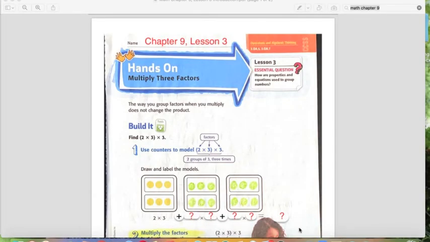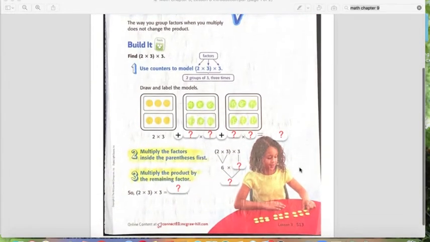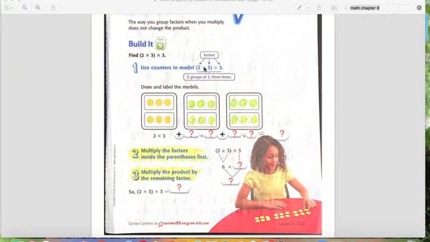All right, good morning. So today we're going to move on to chapter 9, lesson 3, and it's more multiplication. Our first problem is 2 times 3 times 3. And you guys remember order of operations, right? If not, you need to review that song that I sent you at the beginning of all of this stay-at-home schooling thing.